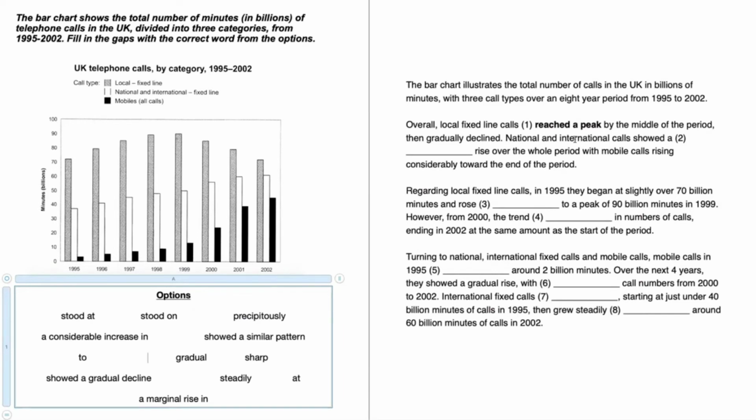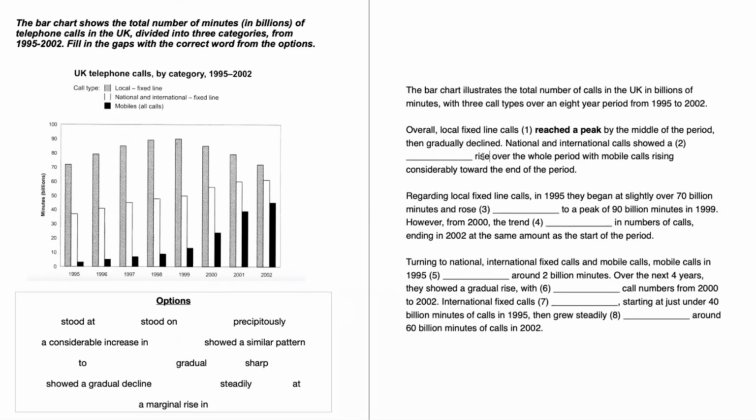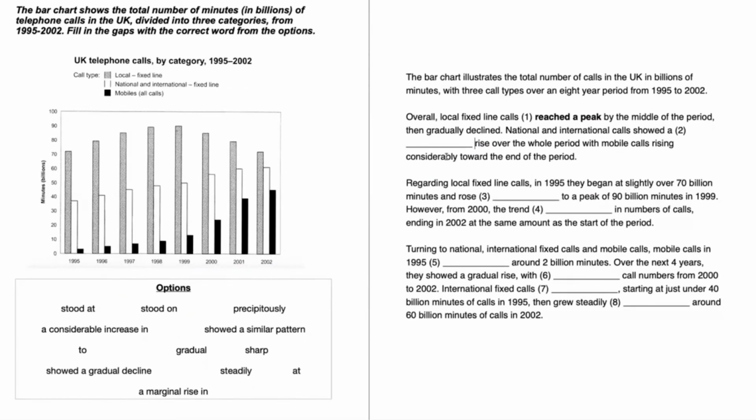Let's continue. National and international calls showed a blank rise over the whole period, with mobile calls rising considerably toward the end of the period. Now, the fact that we have a noun here as rise shows that this is going to be an adjective. Remember, not an adverb, because adverbs go with verbs. So here I'm going to be looking for an adjective. And I see my options as gradual or sharp.